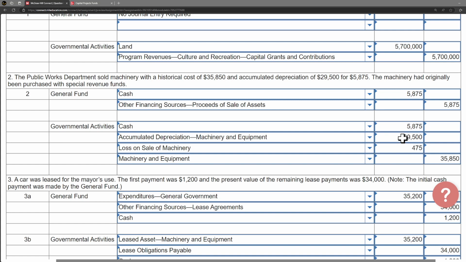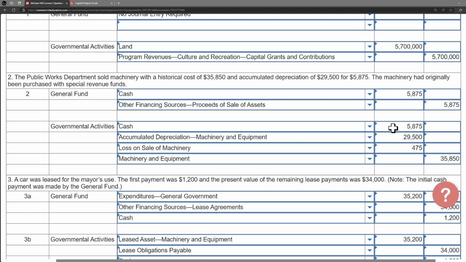Debit it for the 29.5. Cash is the amount that received, and 475 is just going to be the plug. If it was an additional 475, it would be a gain. It would be a credit, but because it's a loss, because these two numbers do not equal the machinery and equipment, we lost. In other words, the carry value would have been 5,875 plus 475.